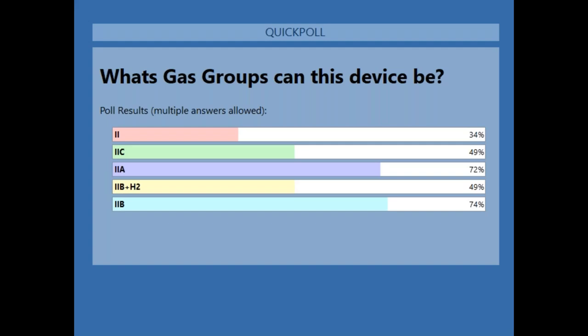Okay, so with the hinge flanged type EXD device, you cannot be group 2C. It cannot be rated for those gas groups. This was covered in our weekly webinar, IndEx Online webinar number 2.